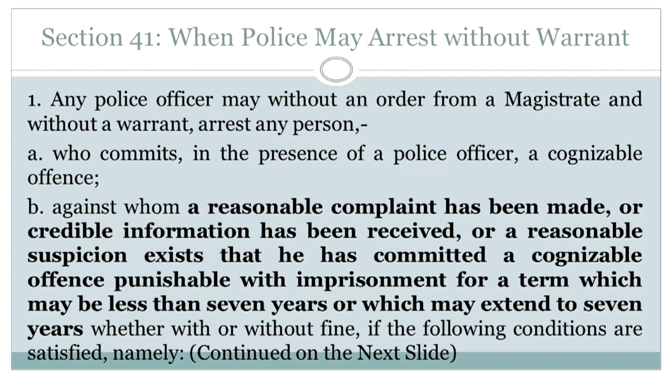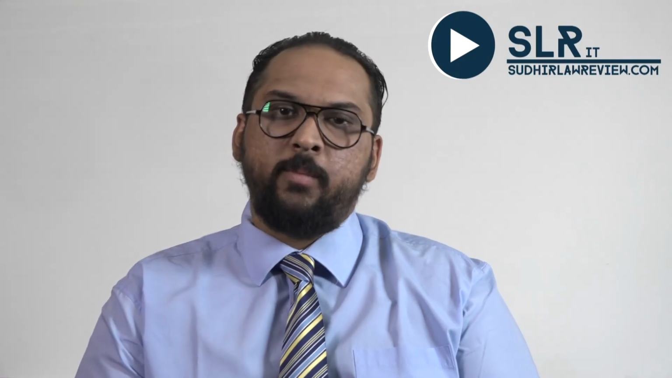So what are the various qualifiers here? First of all, under section 41, clause 1, subclause B, if the offense is punishable with a prison sentence of up to a maximum of 7 years, what are the grounds on which a police can arrest without a warrant? There has to be a reasonable complaint made. Okay, let's go back to my analogy.